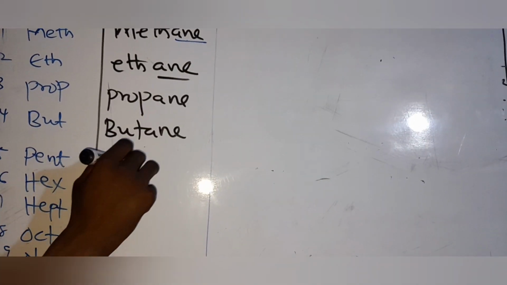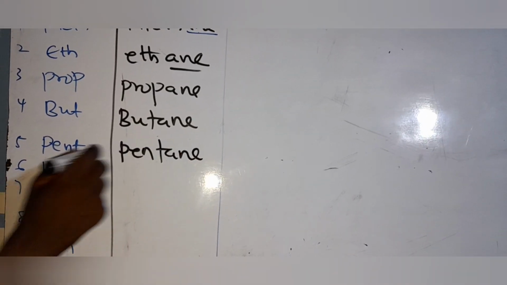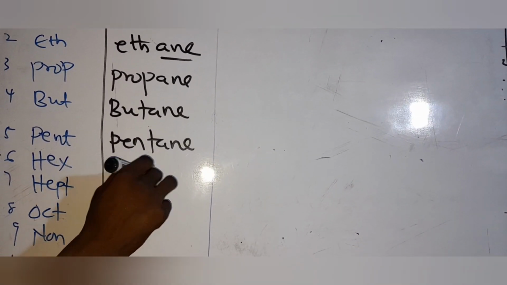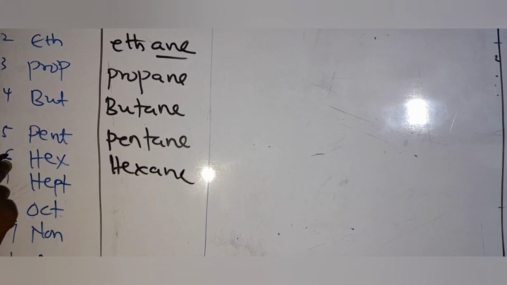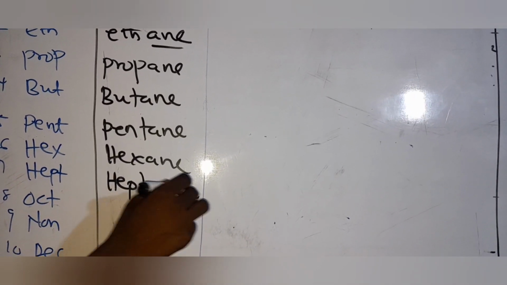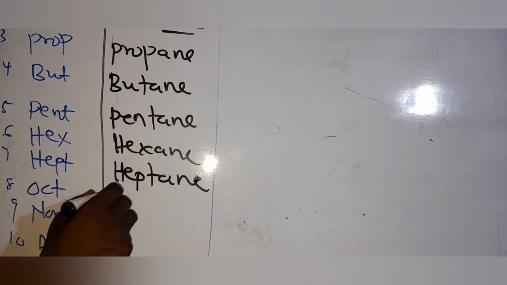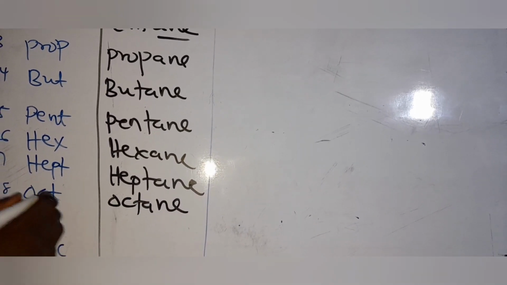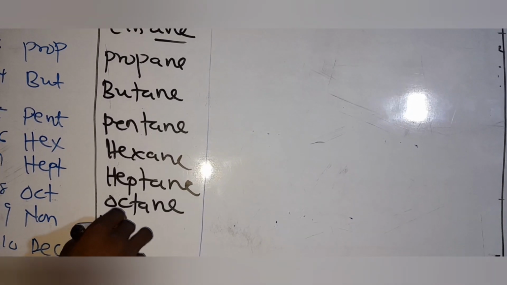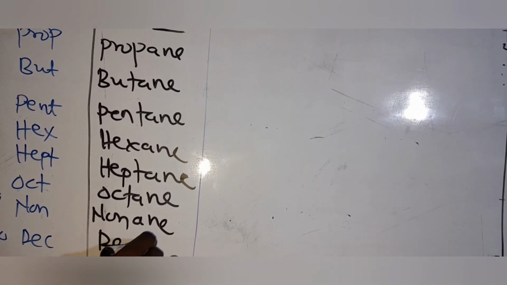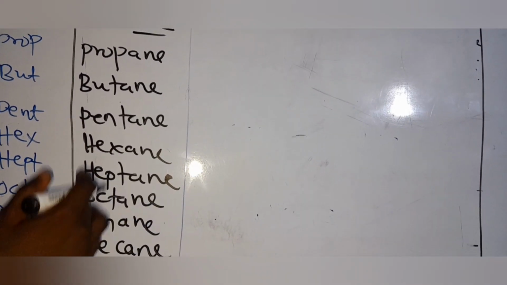Then we have pentane. Pentane means that it's going to have 5 carbon because of the pent. Then we have hexane, which means having 6 carbon. Then we have heptane, which means having 7 carbon. Then we have octane, having 8 carbon. Then nonane, having 9. Then decane, having 10. We have undecane, dodecane, the rest.